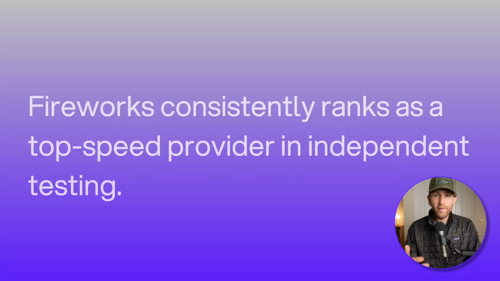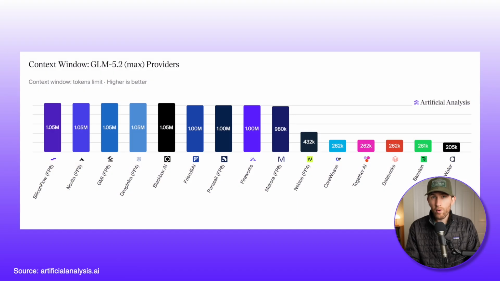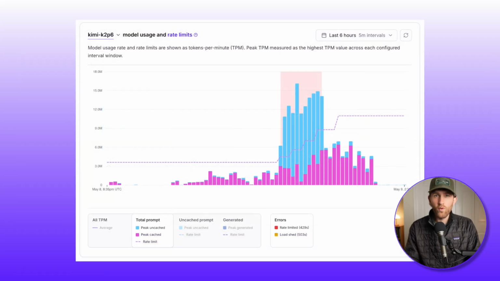Because GLM 5.2 is open, lots of providers run it, but they're not all the same speed. Independent benchmarks put Fireworks among the fastest providers for this model. Fireworks also serves the full million token context, where a lot of providers quietly cap it lower, and the rate limits grow with your traffic instead of throttling you in production.